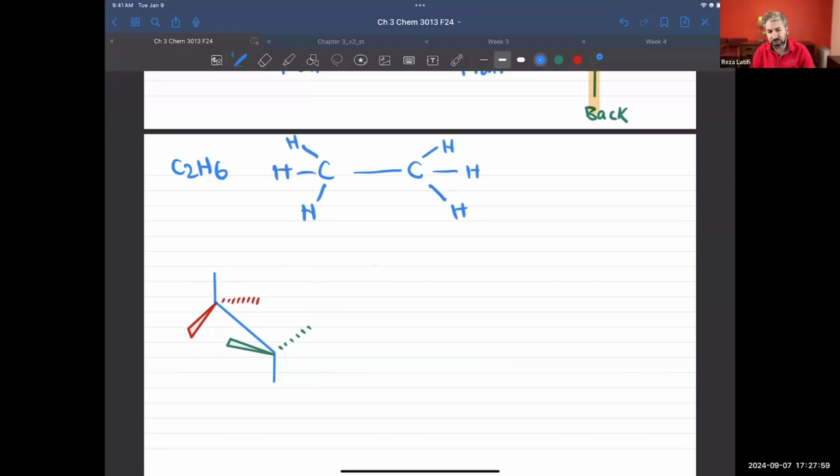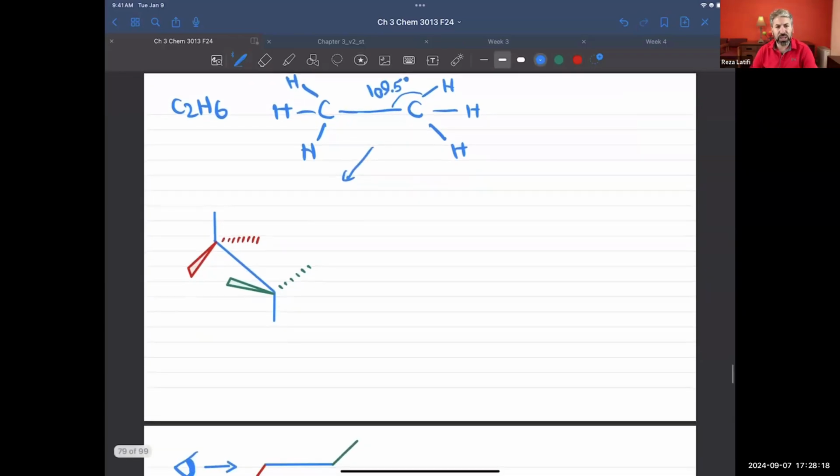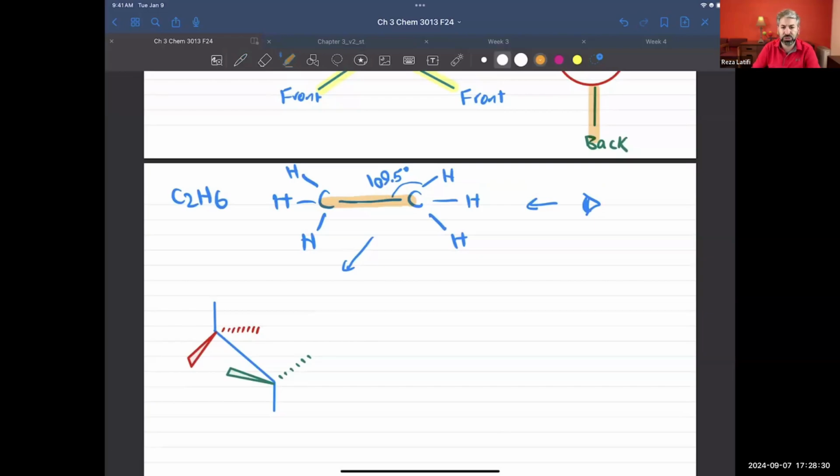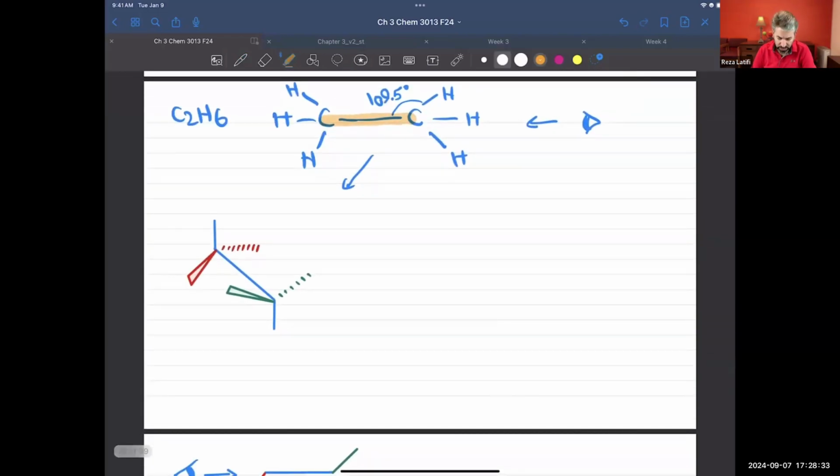Now, keep in mind that any carbon is going to have tetrahedral geometry, so the bond angle between the bonds is going to be 109.5 degrees. The correct representation of any carbon will be this. So I have 2 carbons, and I'm going to look at the molecule from this side, through this direction. I'm putting my eyes here, and I want to see what the structure of the molecule looks like.